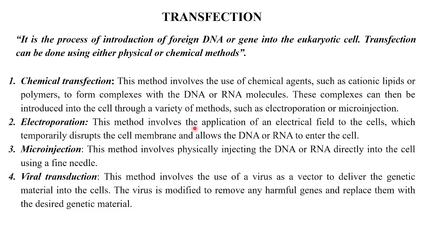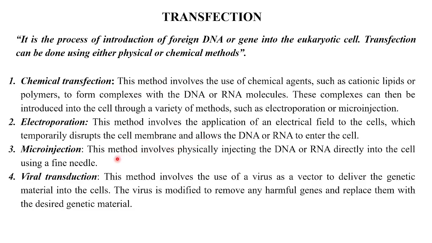Electroporation. This method involves the application of an electric field to the cells, which temporarily disrupts the cell membrane and allows the DNA or RNA to enter into the cell. So when the target cells are subjected to the electrical field, they form pores through which the DNA can enter into the cell.